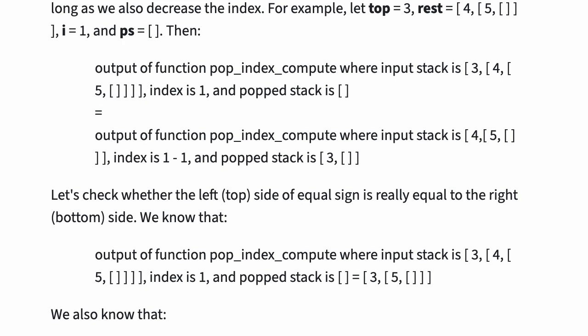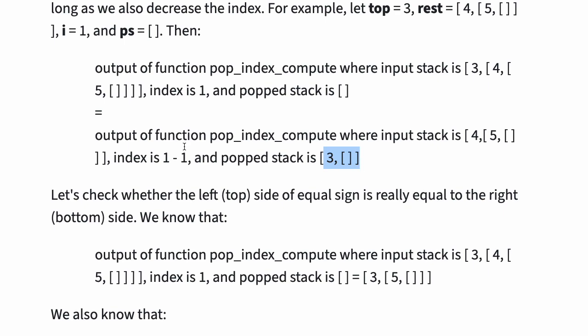For example, let top be 3, rest be the stack 4, 5, I be 1, and PS be an empty stack. Then the output of the function popIndexCompute, where input stack is 3, 4, 5, index is 1, and pop stack is empty, is equal to the output of the same function where the input stack is 4, 5, index is 1 minus 1, or 0, and pop stack is 3.